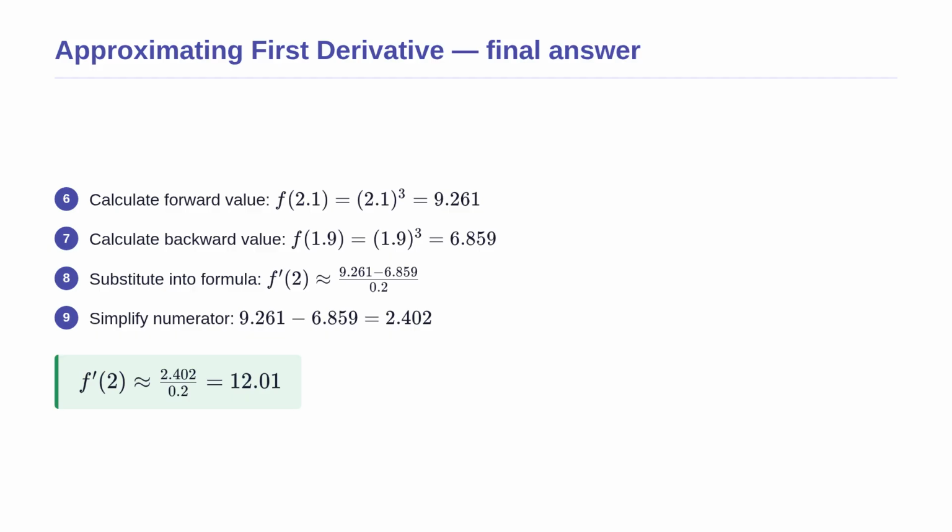Continuing with our calculation, we need the function values at our forward and backward points. Cubing 2.1 gives 9.261. Cubing 1.9 gives 6.859. We substitute these into our numerator and subtract, finding a total change of 2.402 over our interval. Finally, we divide by 0.2, which gives us 12.01. If we used standard calculus, the exact derivative of x cubed at x equals 2 is exactly 12. Our approximation is incredibly close, proving how accurate this method is.